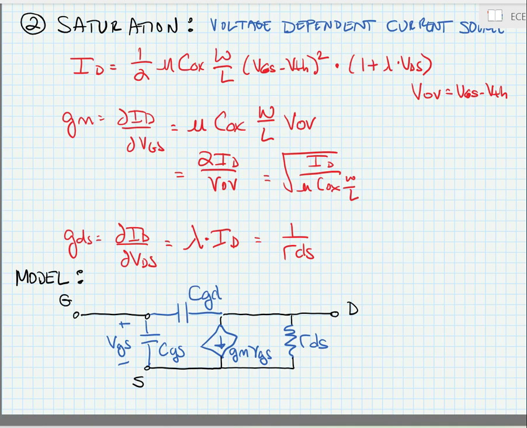All right, now we have our small signal models for both a BJT and a MOS device. And next, we're going to practice using them. We'll do that in the next lecture.